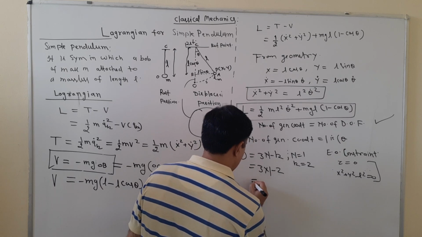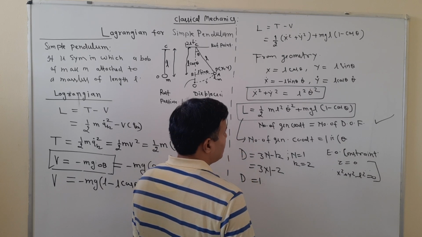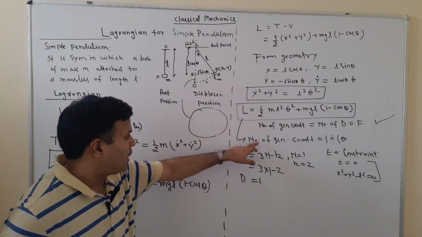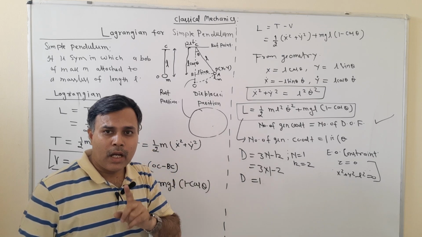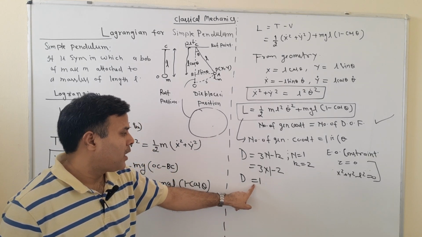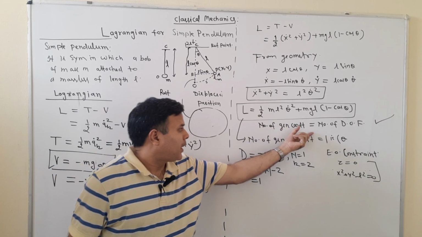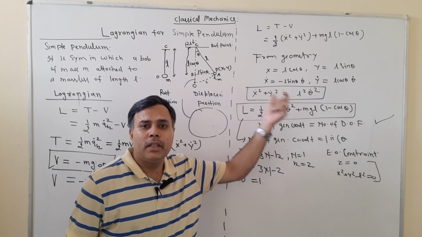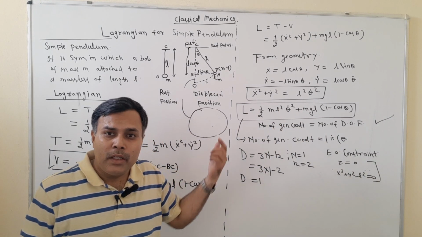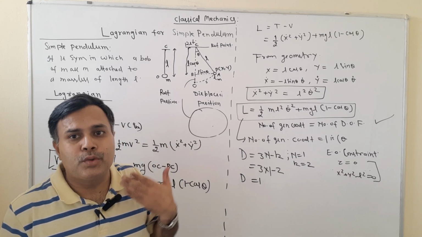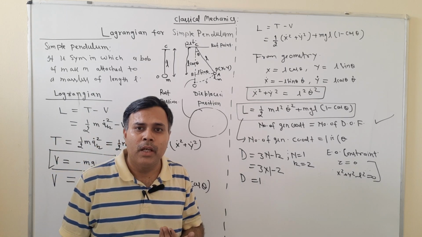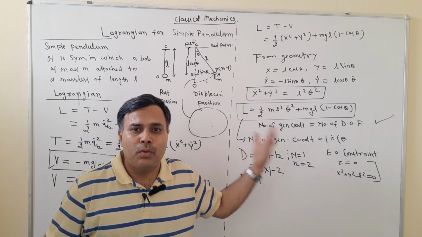So what we have? We have 1. So the number of generalized coordinates, which is 1, which is theta, is equal to the number of degrees of freedom, which is 1. It means it is correct. It means our Lagrangian is correct, and if it is correct, then only can we proceed further.